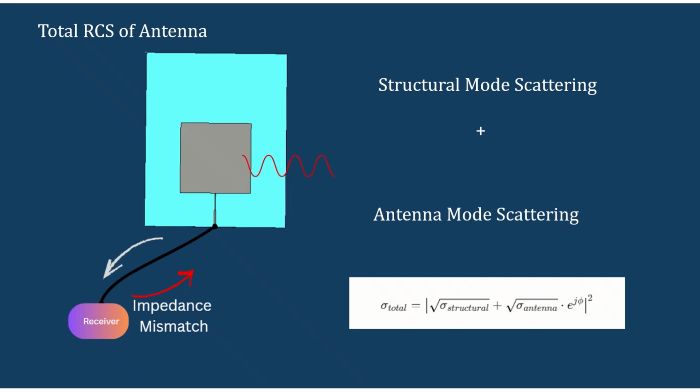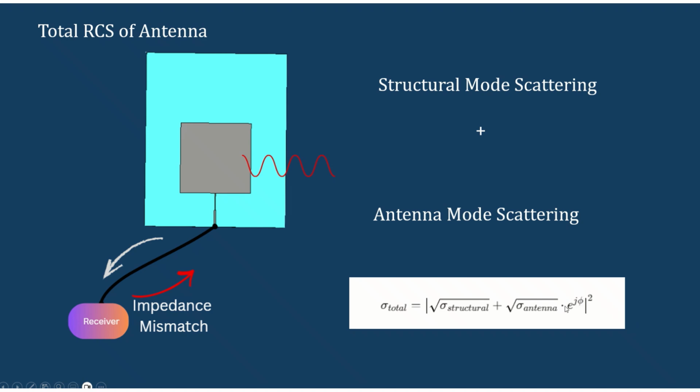So let's see what is the total RCS from the antenna. The total RCS from the antenna will be because of the structural mode scattering and because of the antenna mode scattering. So the sigma total, that is the total RCS, is equal to the square root of sigma structural plus sigma antenna e raised to j phi, the whole squared, where this phi is the phase difference between the structural mode scattering and the antenna mode scattering.